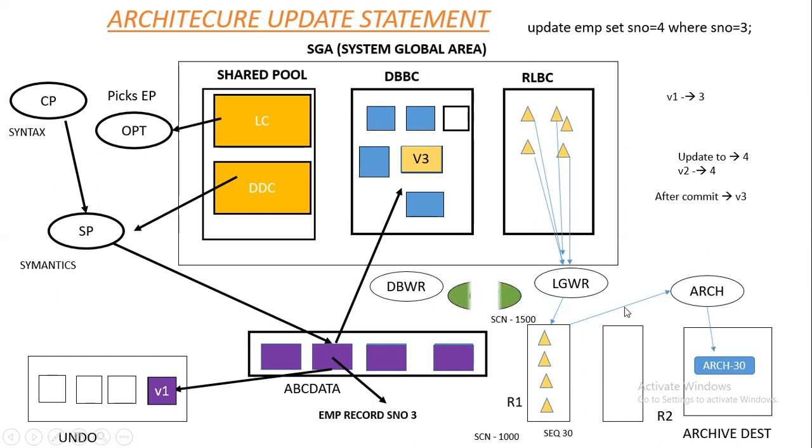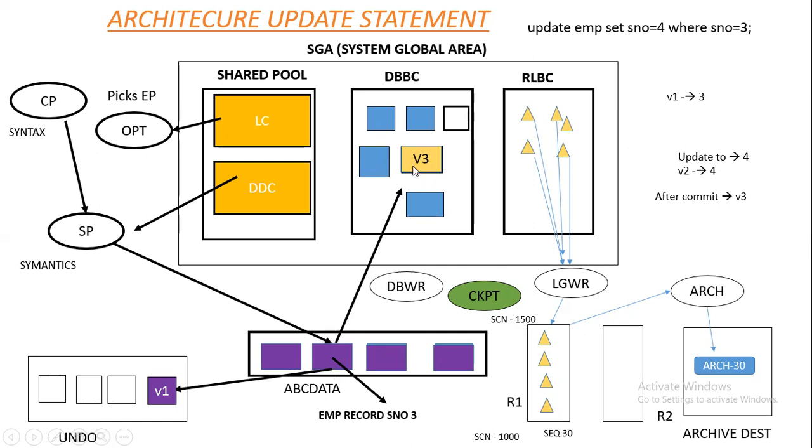Then the checkpoint comes into the picture. The checkpoint will take this SCN value, which we call the checkpoint value. 1500 is the checkpoint value. So the checkpoint background process will take this, and whatever changes happened between SCN value 1000 to 1500 will be available. The actual data will be available in the database buffer cache. From there, DB writer will pick it up and write it here.